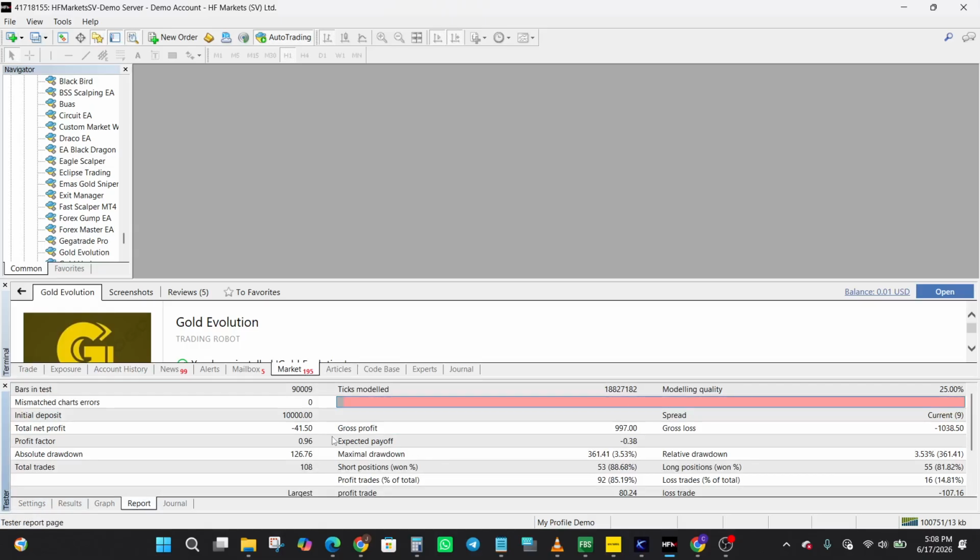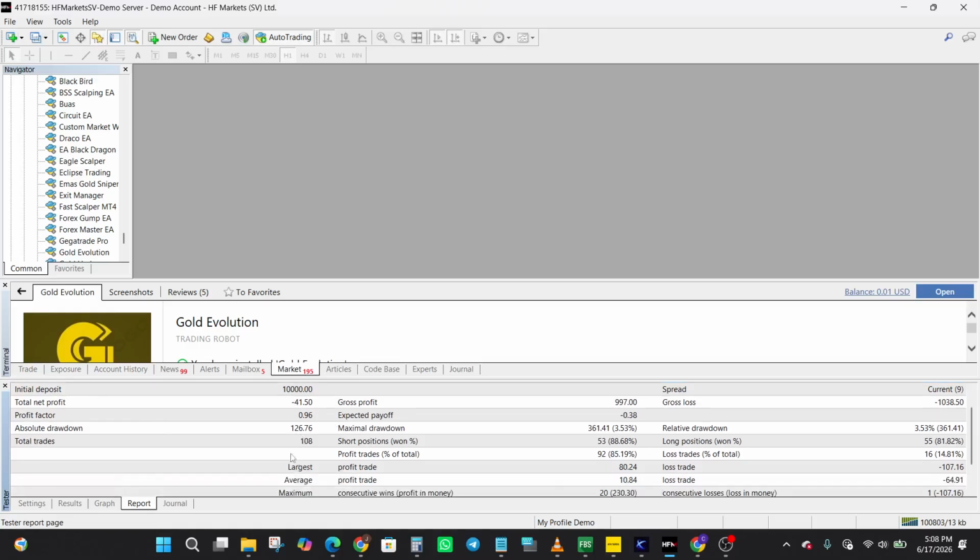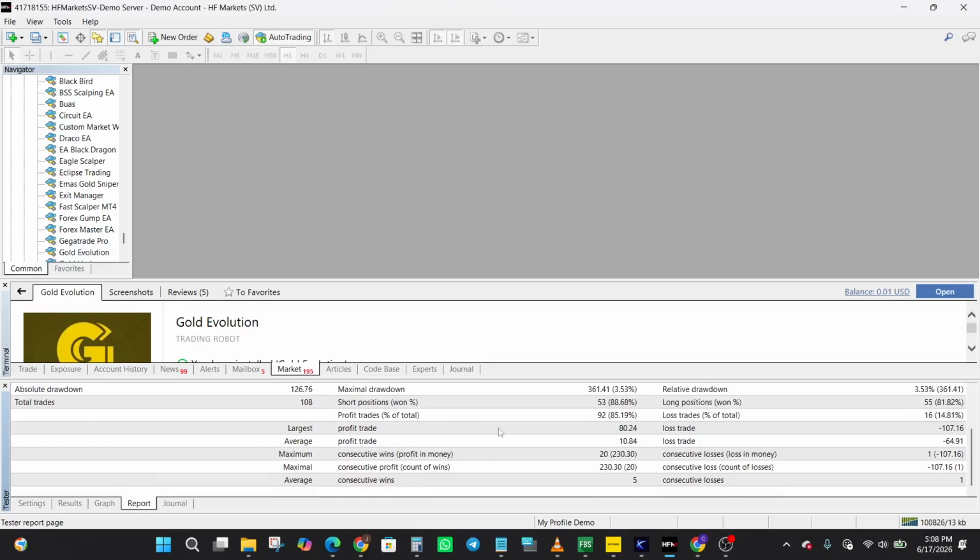Looking at the result, I can see that from an initial deposit of $10,000, the total net profit was negative $41.5, and the total trades taken were 108, out of which 92 were profitable, giving us an 85.19% win rate. The largest profit was 80.24, while the largest loss was 107.16. The average profit was 10.84 and the average loss was 64.91. So this tells me that the average risk to reward ratio is pretty bad, because the difference between the average profit and the average loss is actually much larger.